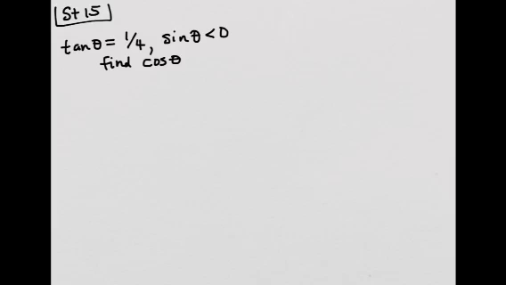So for standard 15, this is one way I can ask you the question where I give you the value of a function, and then I give you the inequality, like this one right here. And I ask you for one of the functions. So in this case, I'm asking for cosine. We know that tangent is positive because the 1/4 is positive. So I'm going to mark the quadrants where tangent is positive, that would be quadrant 1 and quadrant 3.